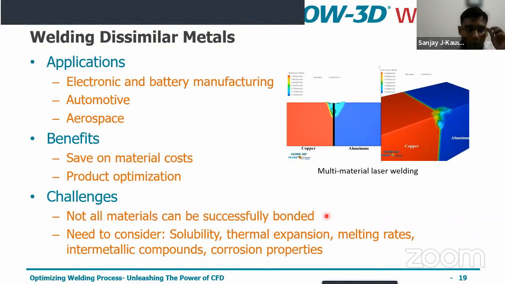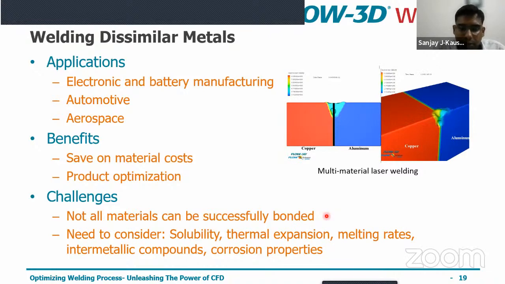Now, coming to welding dissimilar metals, there are specific applications where they use dissimilar metals. Dissimilar metals cannot be used everywhere. The applications include electronic and battery manufacturing. We have automotive purposes and also aerospace applications.